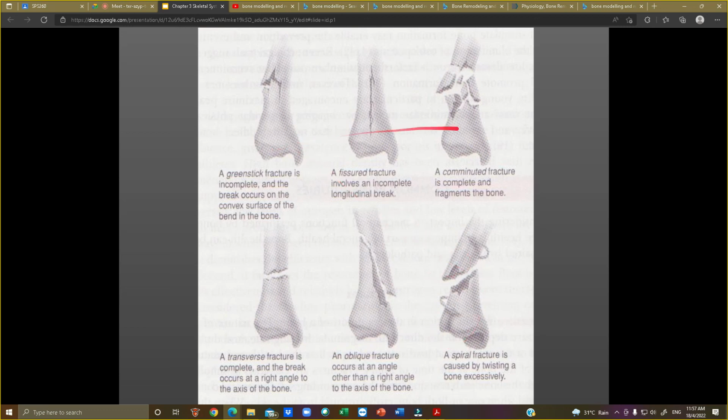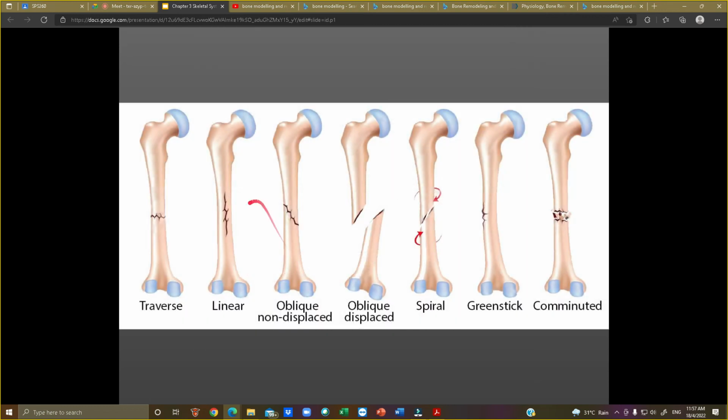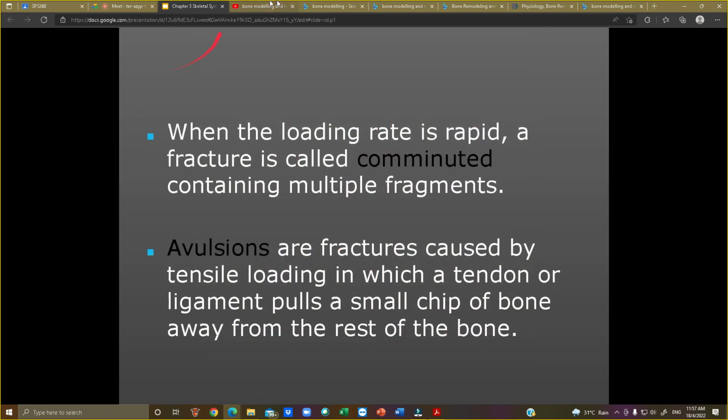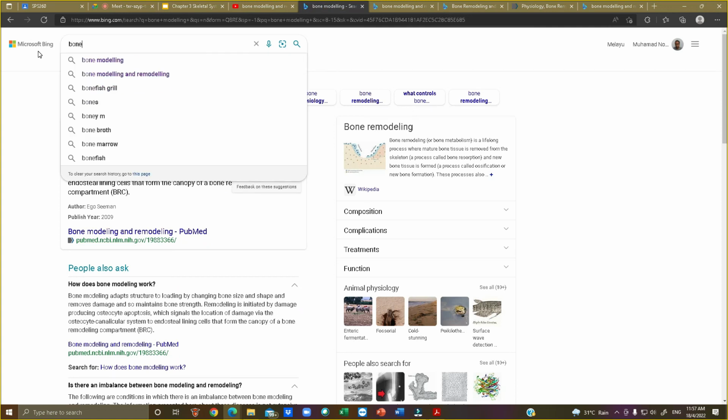Other than that, kamu akan dapat benda yang lain. It depends on the direction of the force we apply. Okay, ni contoh lagi satu. Okay, satu lagi yang tadi. The last fracture. Ni, avulsion. Avulsion ni macam ni. Kita akan dapat bone chipping.